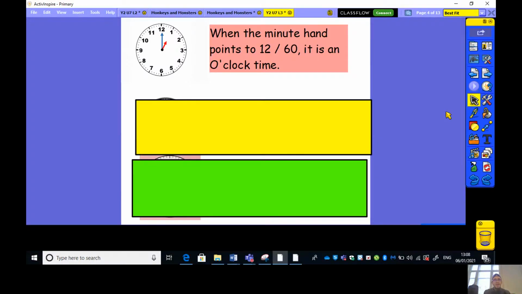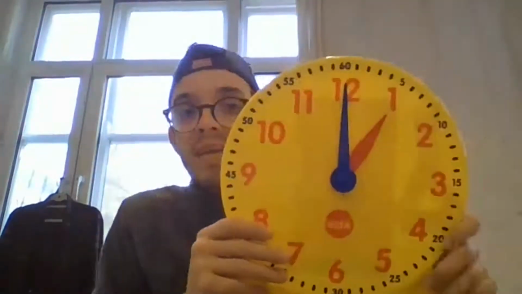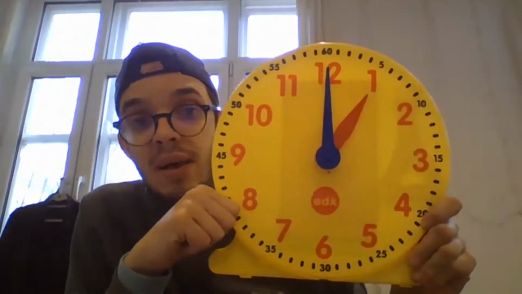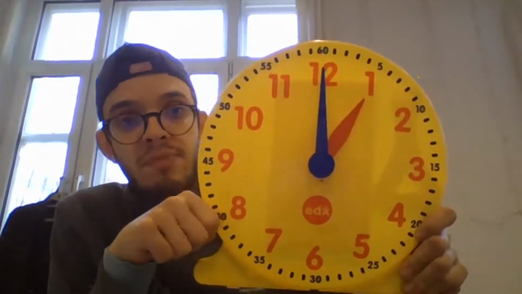And we must remember, when the minute hand points to the 12 on the hour scale or the 60 on the minute scale, we say it is an o'clock time. So on my clock here, I can quite quickly see that the minute hand is pointing directly to the 12 on the hour scale and the 60 on the minute scale. When the long minute hand points directly to the 12 on the hour scale or the 60 on the minute scale, we say it is an o'clock time.